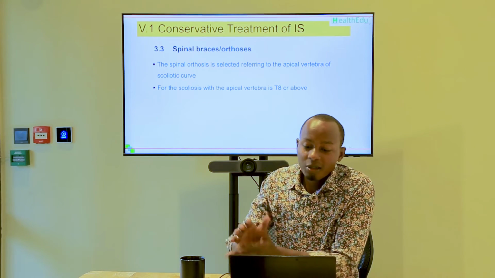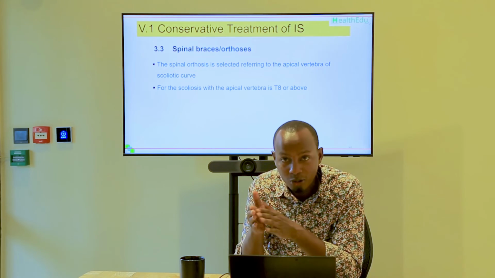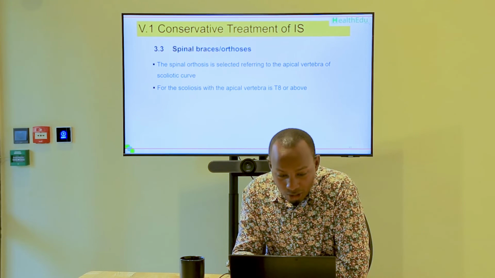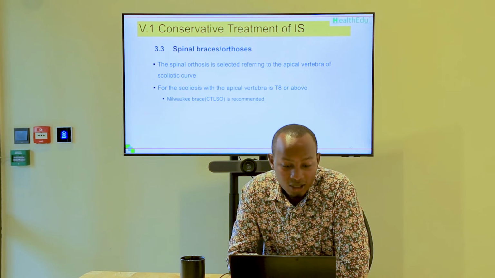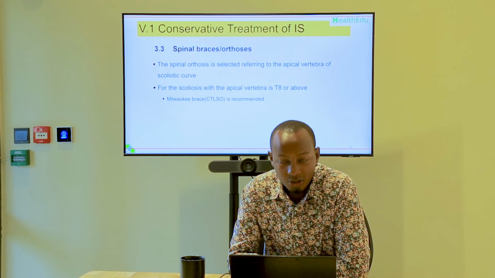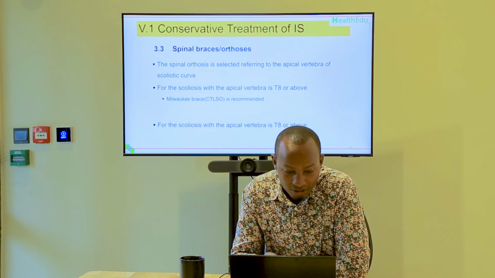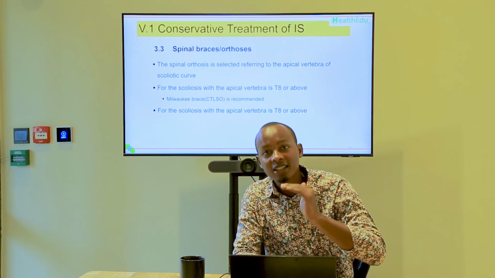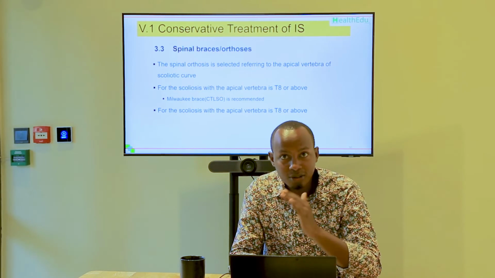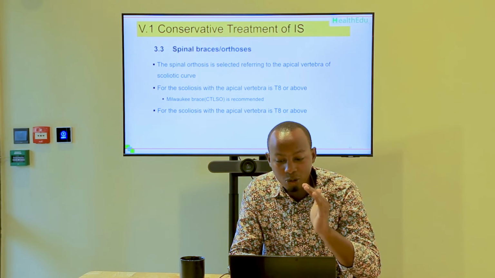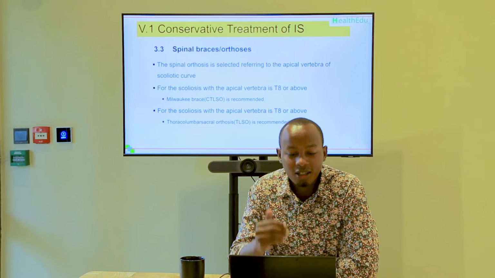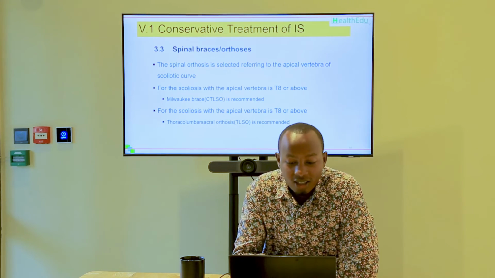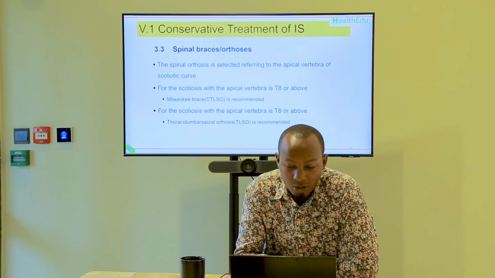So in case the apical vertebra is at T8 or above, in this situation we prescribe a Milwaukee brace, most of the time called cervicothoracolumbosacral orthosis, or CTLSO. And if the scoliosis has an apical vertebra which is below T8, or T8 and below, we can provide a low profile orthosis, also known as a TLSO or thoracolumbosacral orthosis.